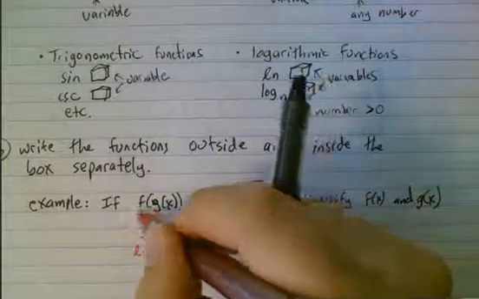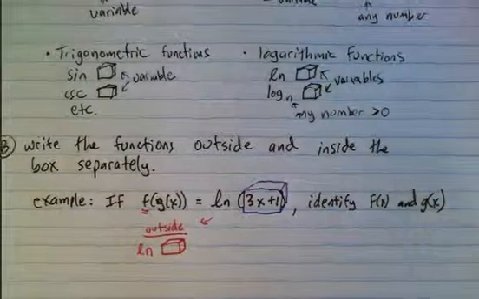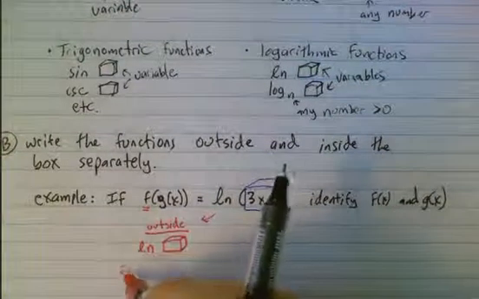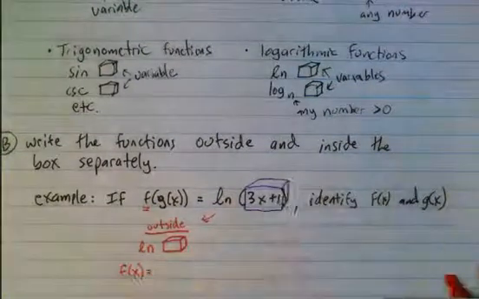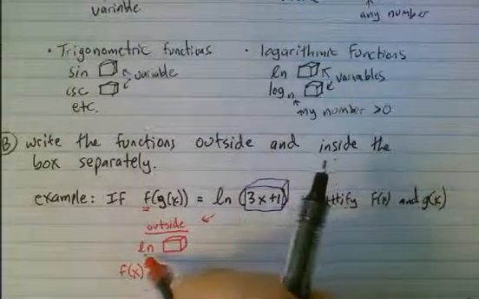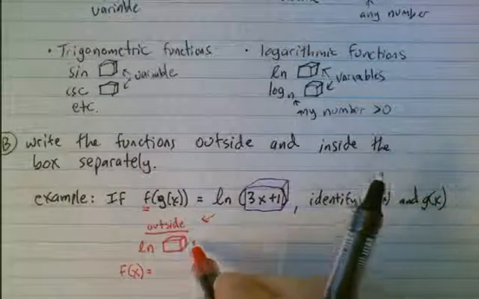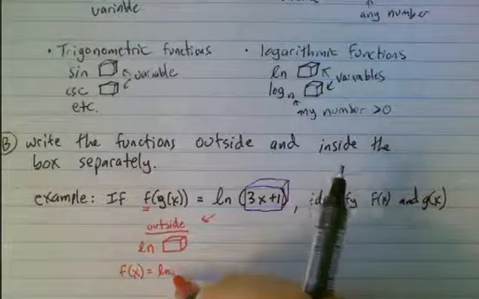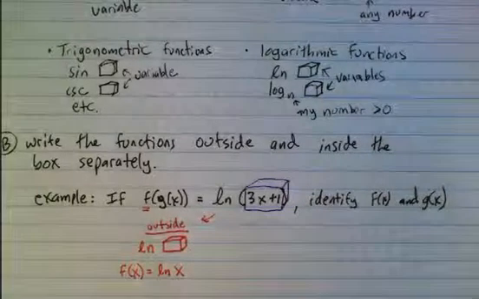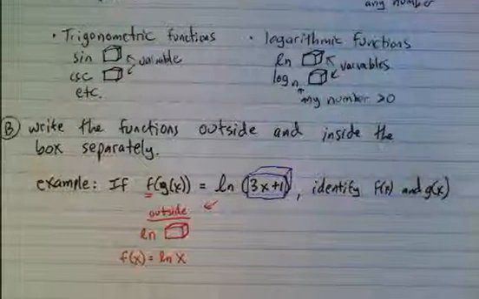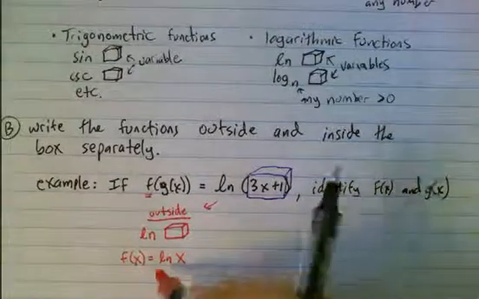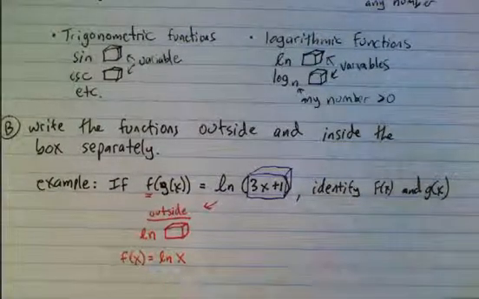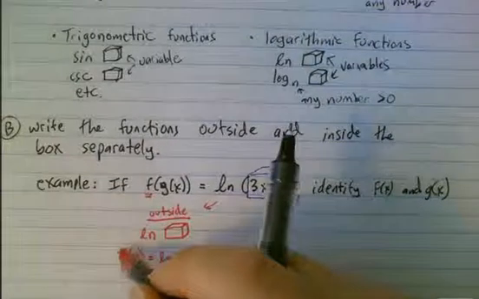Notice that this f is also my outside function. So the outside function is f. It's called f of x. And it's just going to be ln box. Remember, the x just stands in for a box. So there's my function. If you wanted to write it as f of box equals ln box, that's okay, but this is the formal notation for it. So there's one of my answers.